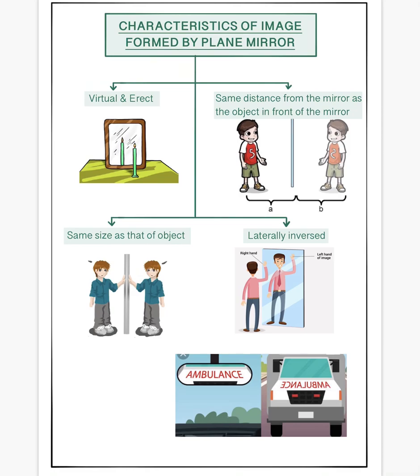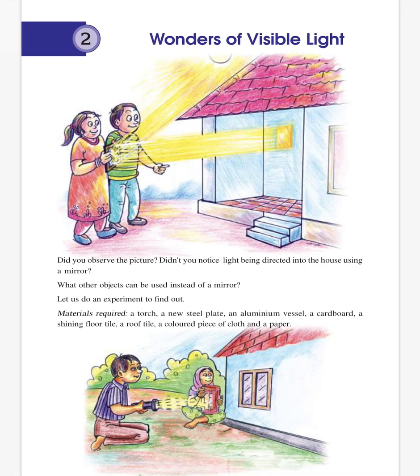Hope children you have understood. The word ambulance is written laterally inversed on the vehicle. So the image of this, when it falls on this mirror, then the driver can read it as ambulance. So these are the characteristics of image formed by a plane mirror. Hope you have understood. Now this is our chapter.